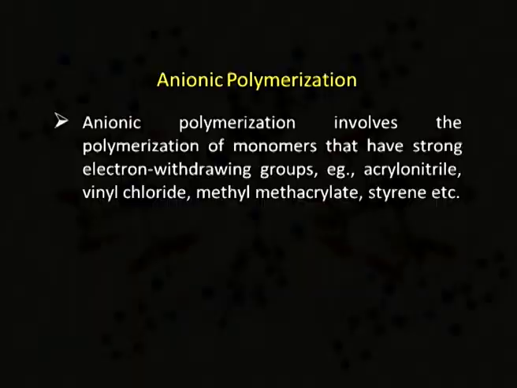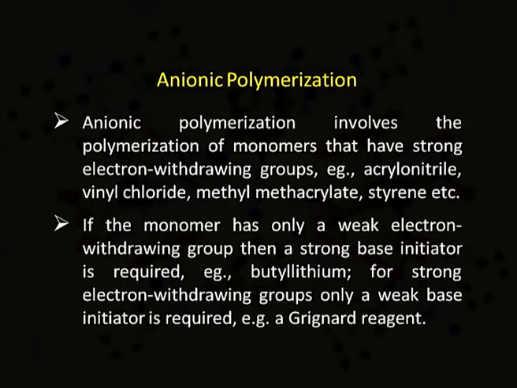So, anionic polymerization involves the polymerization of monomers that have strong electron withdrawing groups, that is acrylonitrile, vinyl chloride, methyl methacrylate, styrene, etc. If the monomer has only a weak electron withdrawing group, then a strong base initiator is required, that is butyl lithium. For strong electron withdrawing groups, only a weak base initiator is required, that is a Grignard reagent.